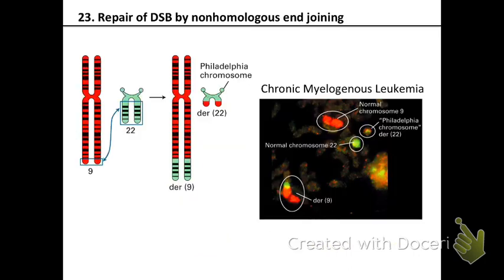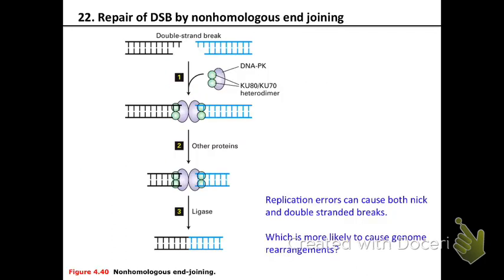Normally the two ends would be near each other. Okay, so when the double-strand break occurs, the two ends are near each other. But sometimes, if these two ends are separated, so you have a part of the chromosome here and part of the chromosome here, right? And you have a double-strand break. So normally this will be close to each other.